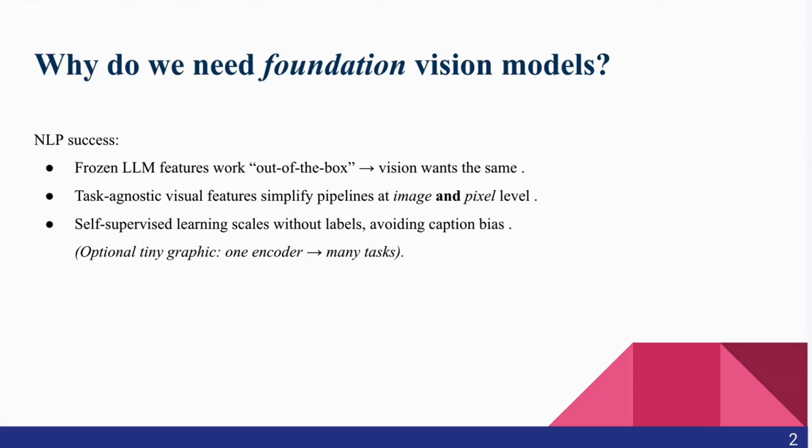We have already seen the success of foundation models in NLP, like GPT or BERT, which produce task agnostic features that work out of the box. The same idea is now being applied to vision. A single encoder that works across many visual tasks simplifies pipelines dramatically. For example, instead of training a new model for classification and another for segmentation, you just reuse the same encoder. And self supervised learning helps scale these models without relying on manually labeled data or captions. So there's no caption bias and it's much more scalable.